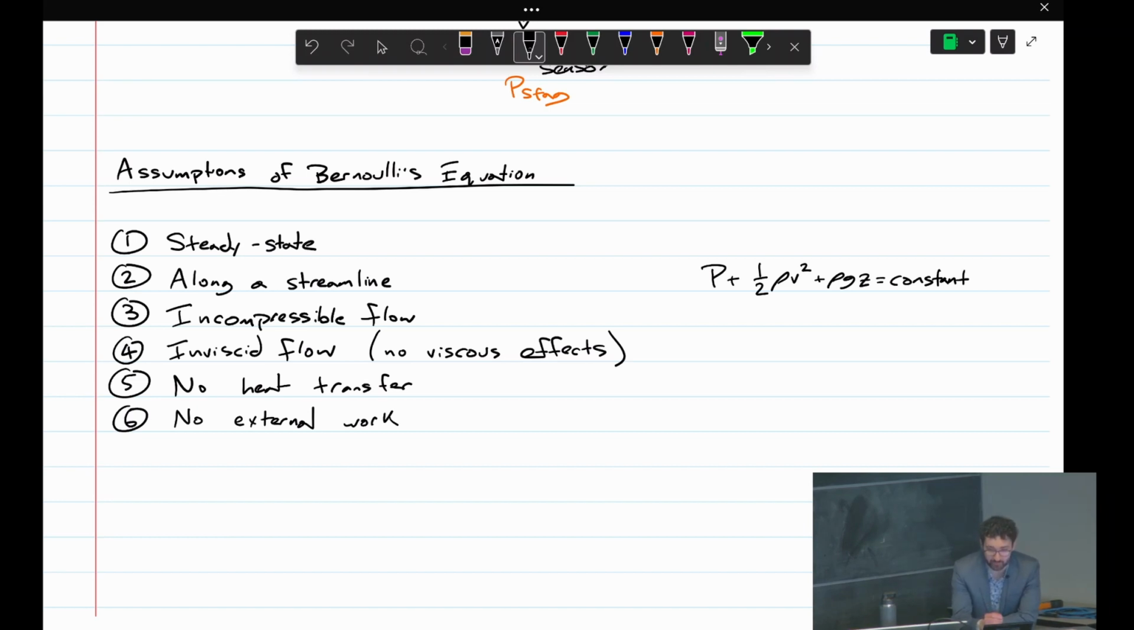And our equation doesn't account for that. Again, the inviscid flow part was that we removed that term from the Navier-Stokes equations in order to get this equation here. Are there any questions about the assumptions here?